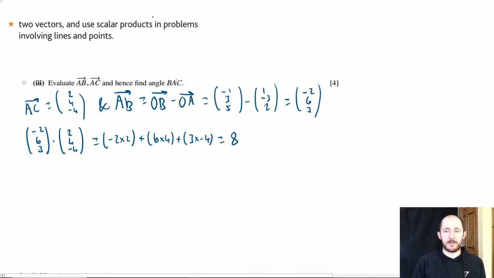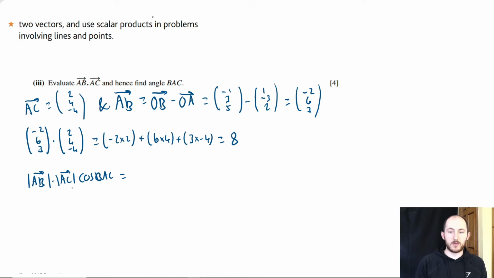Or you want to work out the angle, which it says here. So this is the angle between the two vectors. The other definition of the dot product is as follows. In this case, it would be the magnitude of AB, or AC, it doesn't actually matter which way around you do it, times the magnitude of AC, cos the angle between them.